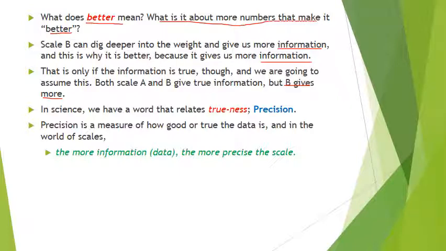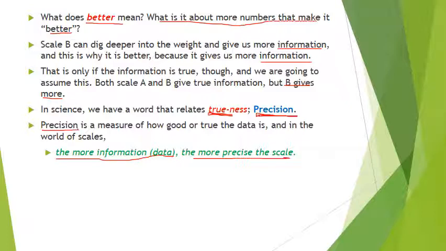In science, we have a word for this trueness, or how good our data is, and it's called precision. Precision is a really, really important thing in science, and we just don't talk about it enough. Precision is a measure of how good or true data is. In the world of scales, the more information, the more data, the more precise the scale.